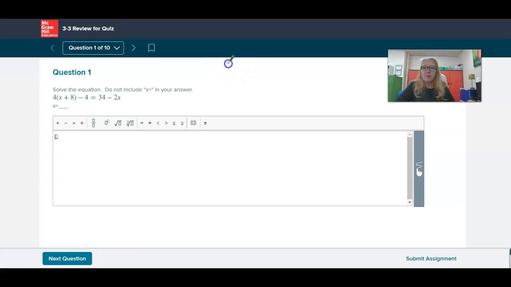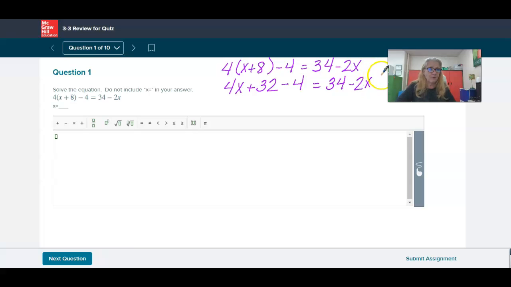Okay, so question number 1 looks like this. 4 times (x plus 8) minus 4 equals 34 minus 2x. All right? Now, the first step is get rid of parentheses. Okay, so we're going to get rid of these parentheses by multiplying these terms with 4. 4 times x is 4x, and 4 times positive 8 is positive 32. And then there's a minus 4 hanging out here. And on the right-hand side, we just have 34 minus 2x, which we can't do anything with, all right? These are not like terms. We can't combine them. There's no parentheses, nothing to be done there.